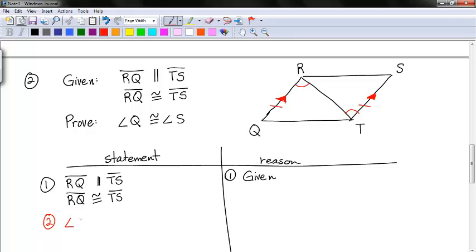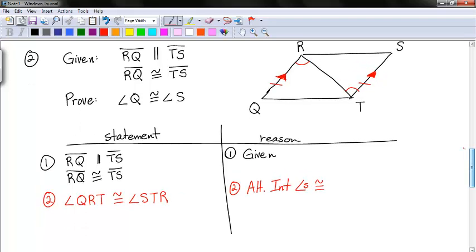Angle QRT is congruent to angle STR. Alternate interior angles congruent. Alternate interior angles are congruent.